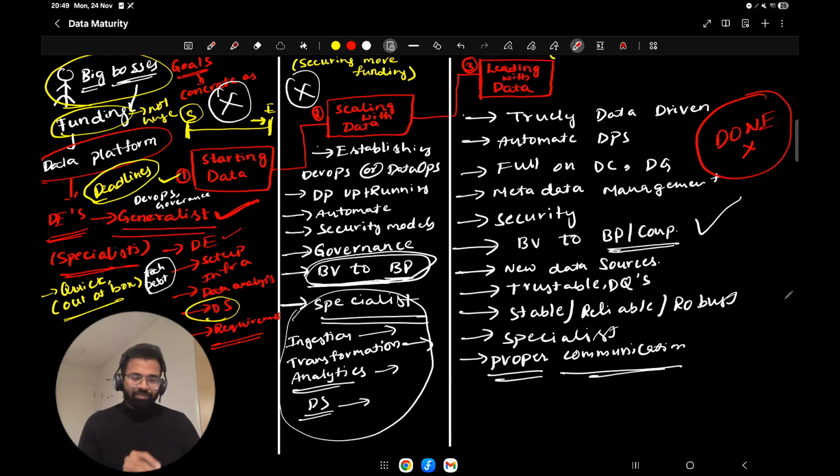I'm not saying phase one is bad. Phase one is also nice, because if you join at phase one, you have to put in a lot of work, but at the same time, you'll have a lot of scope and potential to grow as well. So that's a nice thing. Every phase, or every stage, has its pros and cons. So this is mainly about it.